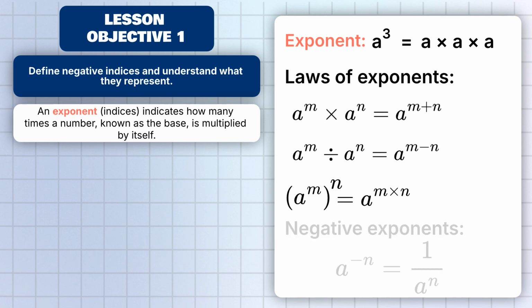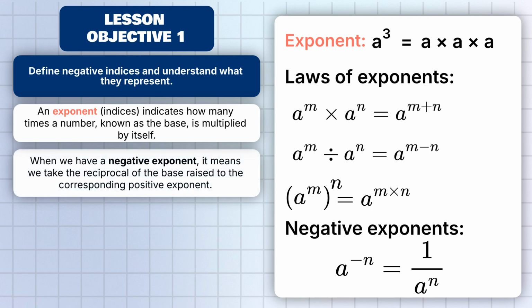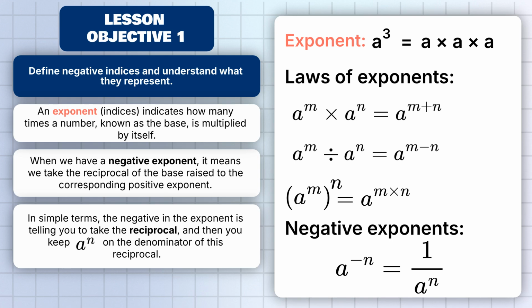Now let's look at negative exponents. When we have a negative exponent, it means we take the reciprocal of the base raised to the corresponding positive exponent. This might sound confusing, but what it means is that when we see a negative exponent, we know we need to find the reciprocal. The reciprocal just means that we put the number a to the power of n on the denominator and put 1 on the top. So the rule is shown at the bottom here and states that a to the power of negative n equals 1 over a to the power of n.